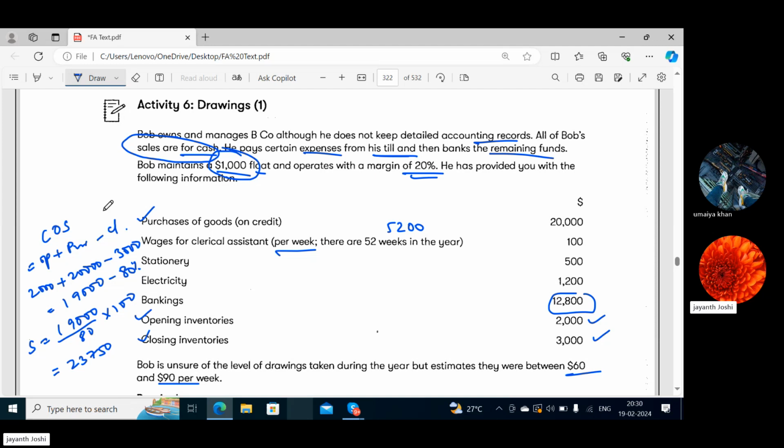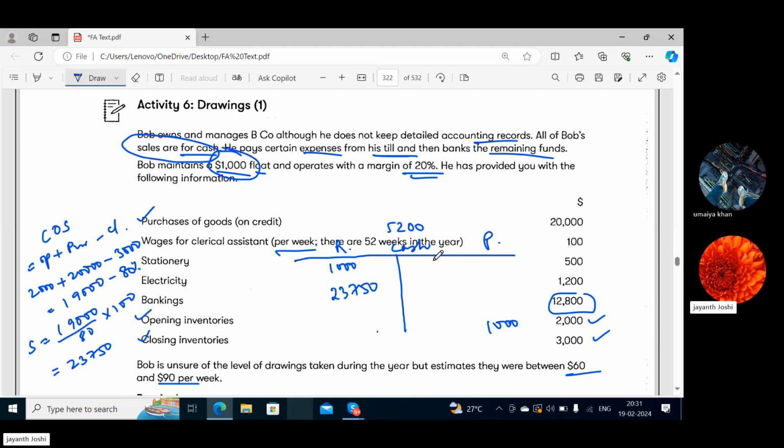Now everything is done on cash. So now we have to prepare a cash account and we'll come to know about the drawings because that will be the only thing missing. So when we prepare a cash account, receipts this side, payments this side. Opening balance of cash is how much? They maintain a float of 1,000. So opening is 1,000, closing will also be 1,000 because when they say float, that means always it is maintained. Sales figure, sales is the income, sales figure we got 23,750 is the amount of sales.